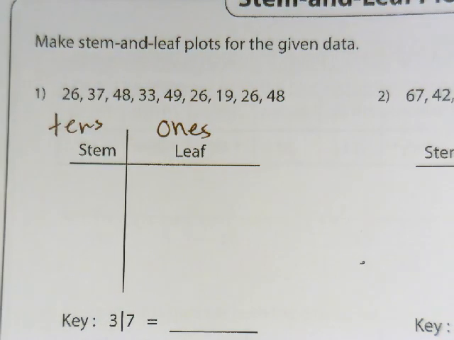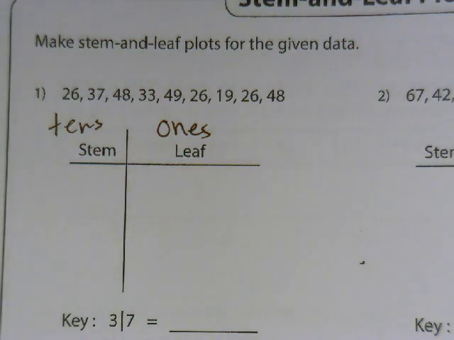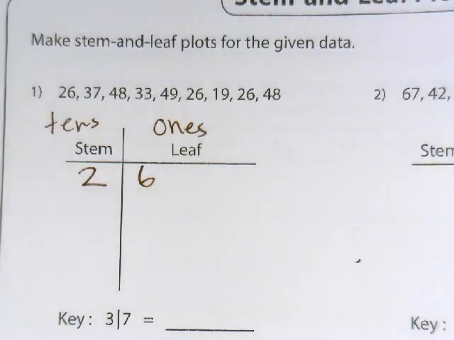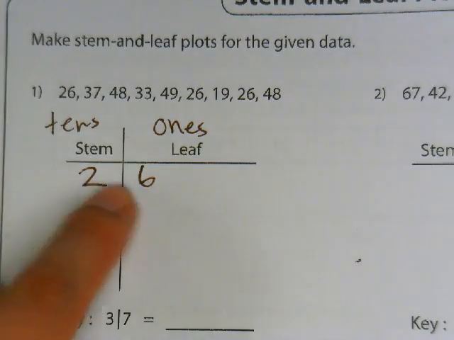It's a way to organize these numbers in an organized fashion that takes up supposedly less room, but I doubt that. Okay, trick question. 26. Which number is in your tens and which is in your ones? 2 is the tens. 6 is the ones. So you're going to separate it. The 26 gets written as 2 and 6. This is read as 26.